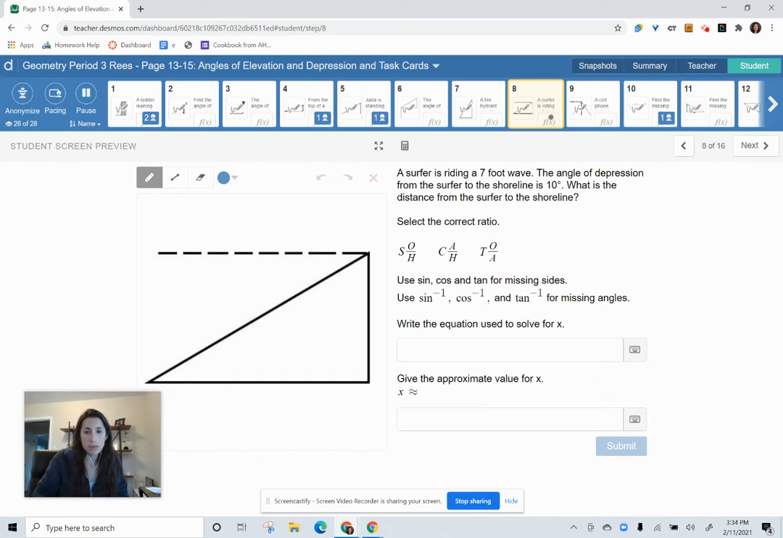Question 8 here. Now this one could kind of be argued either way. I'll show you the way I set it up, and then I could see where it's set up a different way essentially, but we've got a 7-foot wave here. Imagine this surfer's at the top of the wave. The angle of depression is 10 degrees. I'm going to put 10 here, which, okay, we need to put that inside the triangle as well. And the distance from the surfer to the shore is what we're looking for.